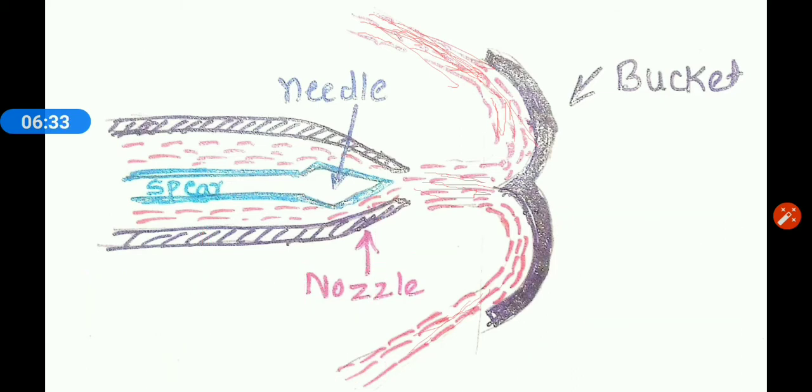So what are the terms which we have used? One is splitter, another is the notch, and the third one is the semi-ellipsoidal cup shaped buckets.